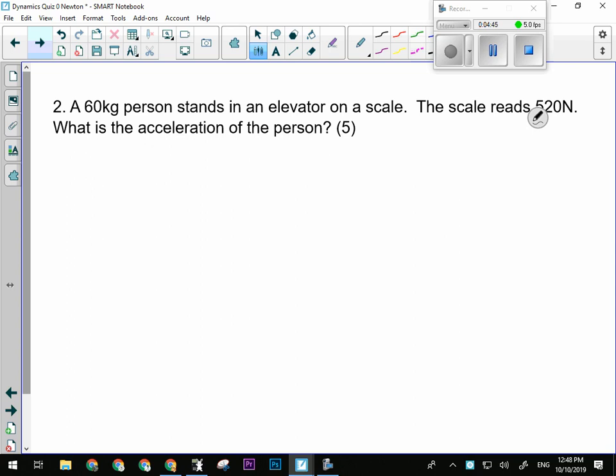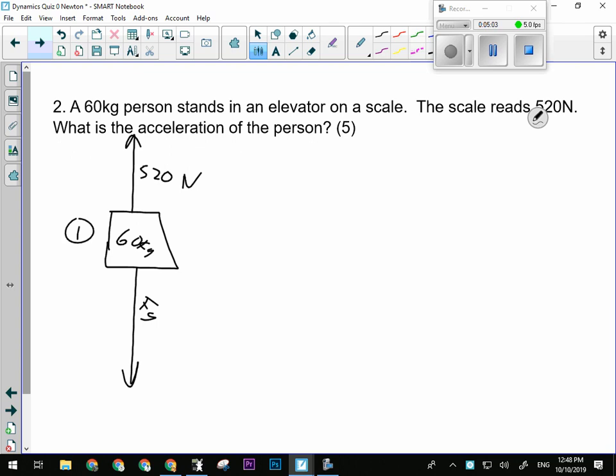So what we know here is, with a free body diagram, here's our 60 kilogram person, and we have an upward force of 520 newtons. We also have a downward force, which is gravity. Everybody okay with that? Give them a mark if they've got a free body diagram. We're also going to give them a mark for calculating the force of gravity: m times g, 60 times 9.81 is 588.6 newtons. So we'll give them a mark for that.